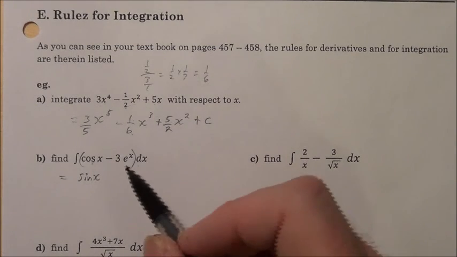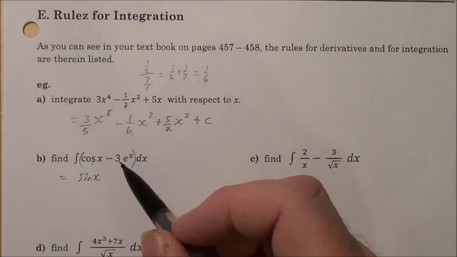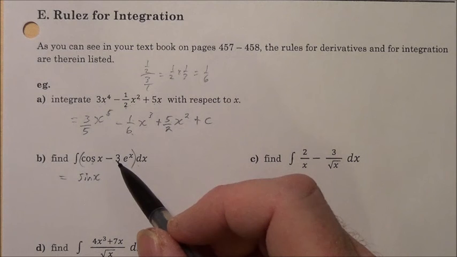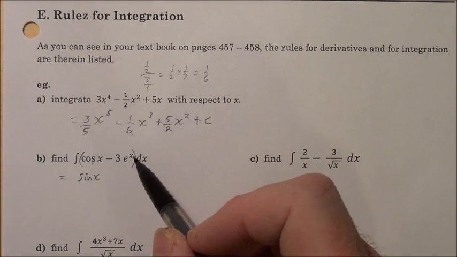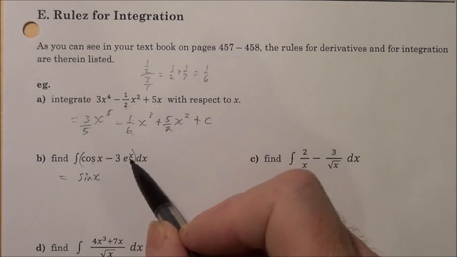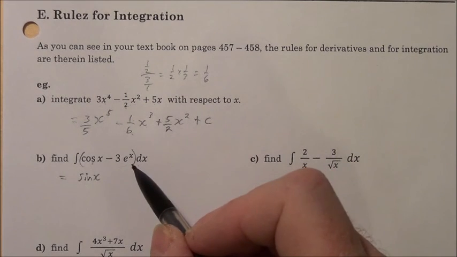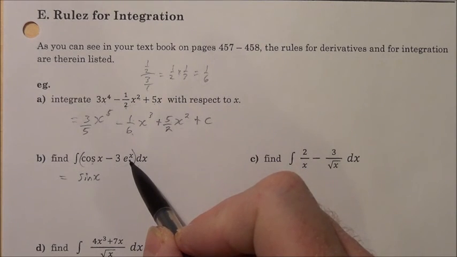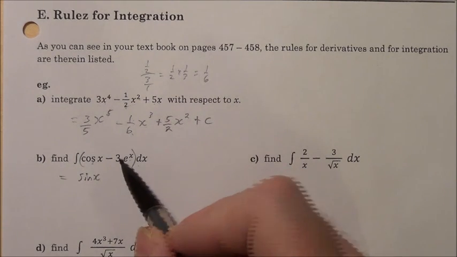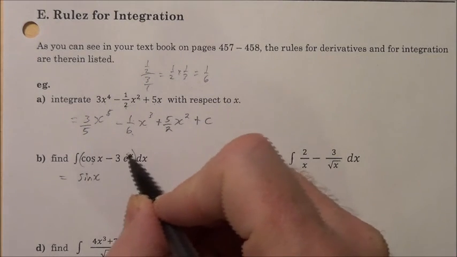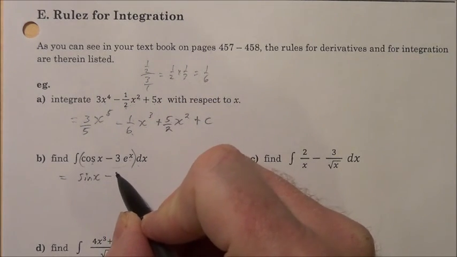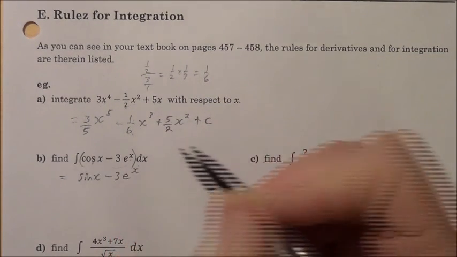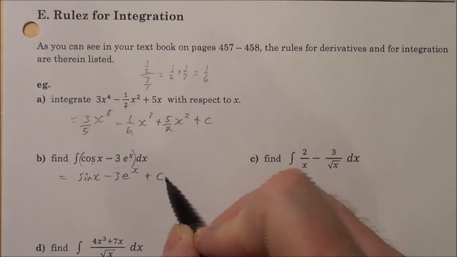Okay, so that works. And then here, remember that e to the x, the natural exponential e, when you take the derivative of that, we just get itself. So the derivative of e to the x is just e to the x. And if you have a coefficient in front of it, that just stays anyways. So the integral of negative 3 e to the x is just negative 3 e to the x. And then we add c for good measure.